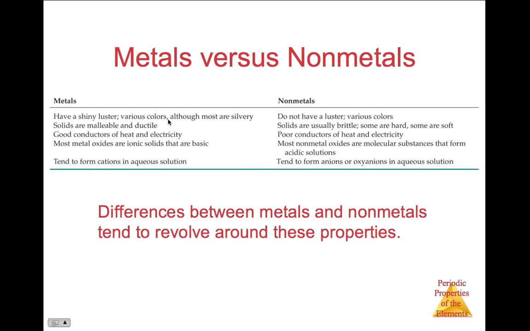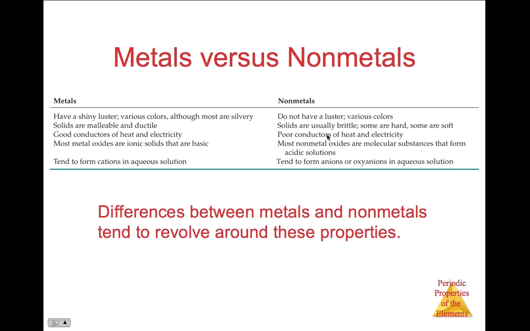They're shiny, they're lustrous. Solids, they're malleable, they're ductile. Malleable means you can hammer them into really thin sheets. Ductile means you can draw them into wires. They're good conductors of heat and electricity because they've got lots of free electrons. Most metal oxides are ionic solids that are basic, and they tend to form cations in solution.